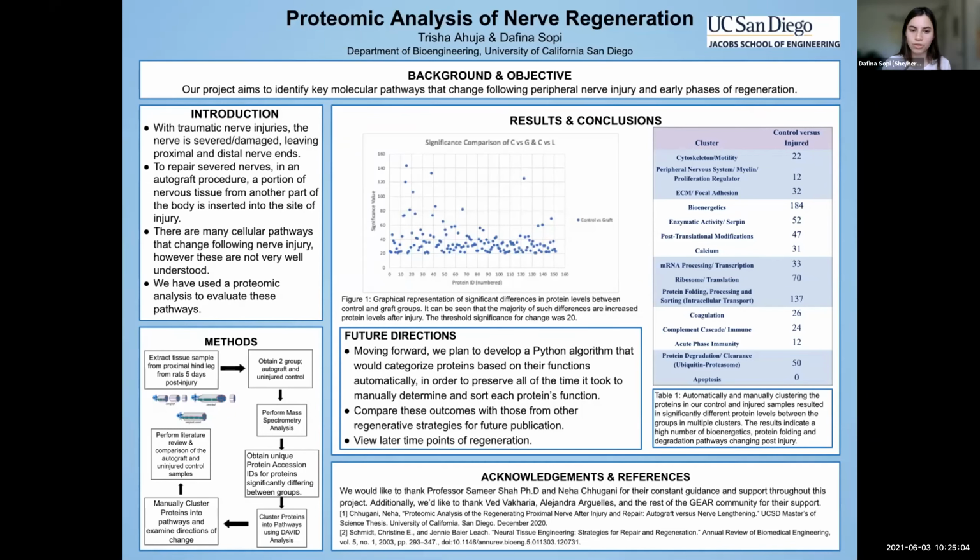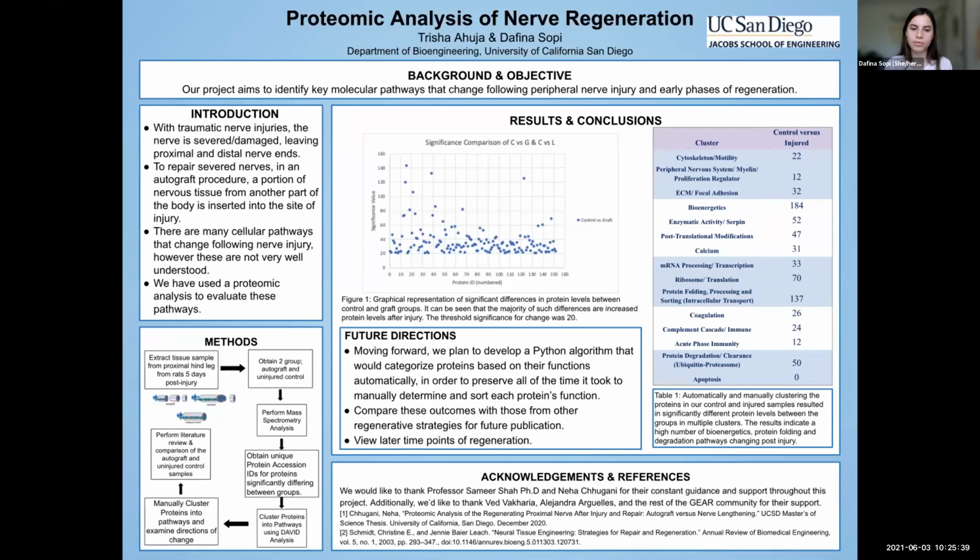So from the mass spectrometry, we're able to get a whole list of proteins that are present in the samples. And basically, it gives us these universally known IDs that are associated to proteins throughout the scientific community. And from this, we can get the IDs that are significantly different between the groups. From this, we use DAVID, which is an online database, which is able to then cluster the proteins and organize them based on how similar they are and kind of group them automatically for us.